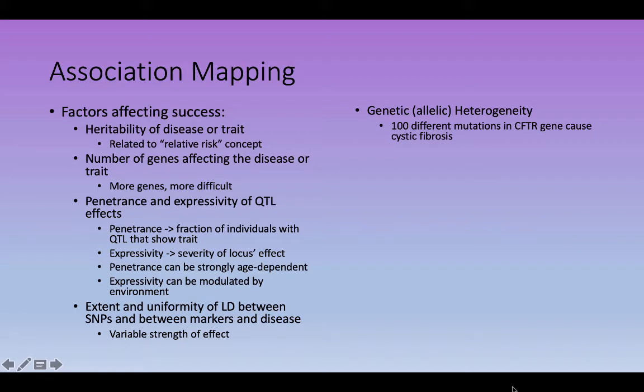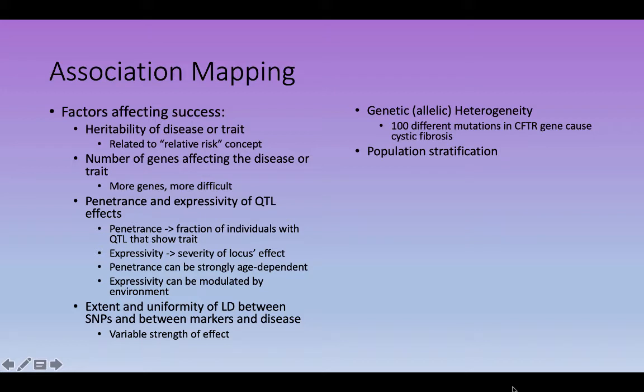Genetic or allelic heterogeneity can also be a factor affecting success. Here we could think about how there are about 100 different mutations in the CFTR gene that can cause cystic fibrosis. So there are a lot of different possibilities, and it may be difficult to identify the causal variants when lots of different things cause the same phenotypic outcome in different individuals.